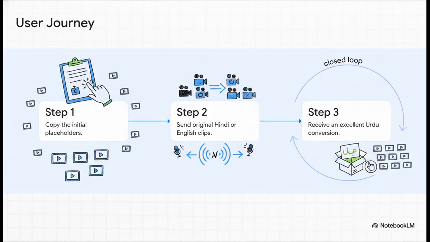So what does this active handover actually look like in practice? Well, step 1 involves utilizing that handy copy button for your initial batch of 10 placeholders, just to set the stage. Then step 2 is where you actually send over your original clips. And finally, in step 3, the system processes that submission and generates the Urdu conversion right into a new unified copy box. It is a totally straightforward sequence, deliberately designed to eliminate any and all guesswork. You just provide the raw material, and the workflow hands back the perfectly localized text.